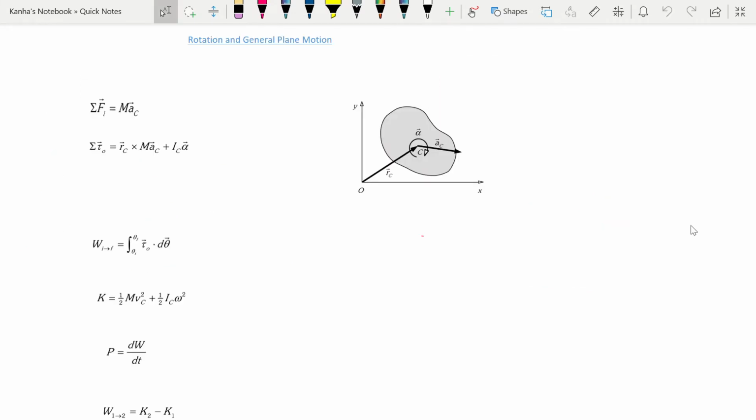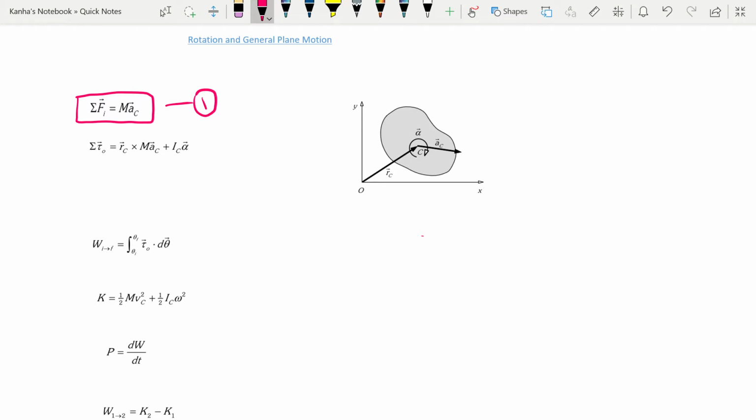Next, we can quickly look at some of the formulas which are involved while a general plane motion is taking place. So in a general plane motion, there is an acceleration of the body and there is a rotation of the body as well. Some basic formulas for these are, first of all, I can write the summation of all the external forces on the system is equal to the acceleration of the center of mass into the mass of the body. So this will take care of the translation part of a system.